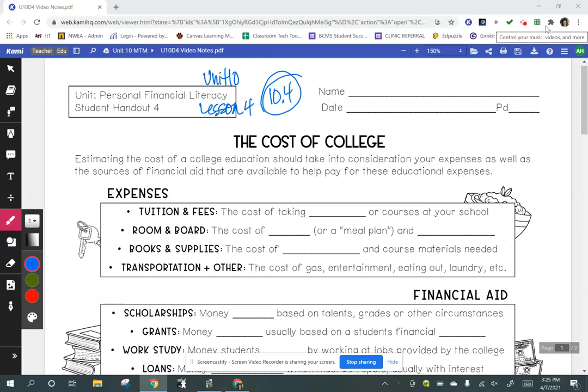All right. We are today looking at Unit 10, which is once again our financial literacy unit. And we're on lesson 4, which now we're moving on to the cost of college. We talked about the cost of credit last Friday, and you did an activity on that. And now we're going to be talking about how that cost of credit, or the savings, the good and bad interest, is going to affect our cost of college.